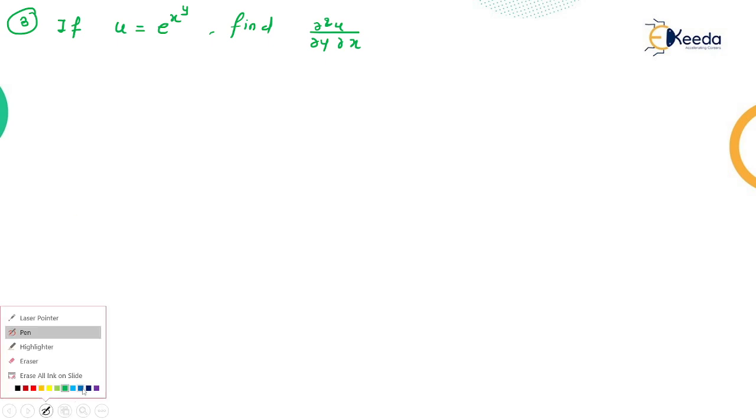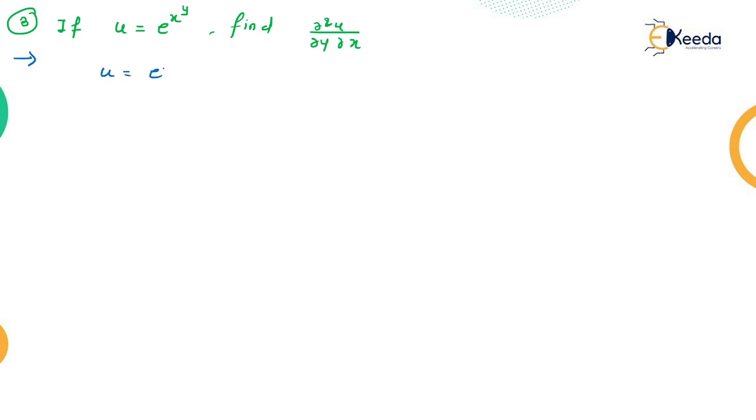If u equals e to the power x raised to y, find ∂²u upon ∂y ∂x. You observe here we have to differentiate u with respect to x first and then y. So let me start the solution. Let u be given as e to the power x to the power y.